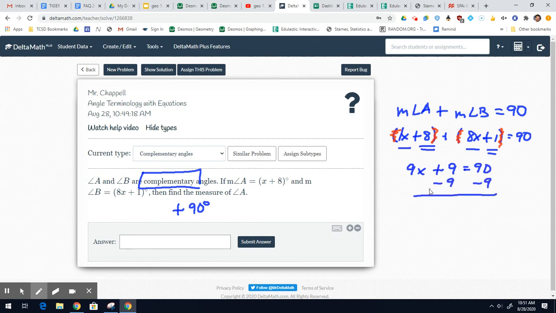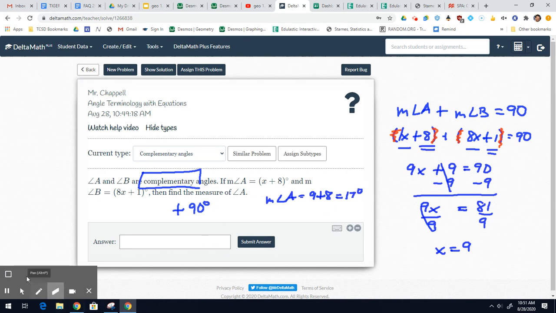Again, this is just solving a basic two-step equation. The 9x comes down, these 9's cancel, equals 90 minus 9 is 81, and then I'll divide by 9. 9's cancel, x all by itself, and x is 9. So now, to find the measure of angle A, I'm simply going to take the value of x, which is 9, and plug it in. So the measure of angle A equals 9 plus 8. And that's 17 degrees. And there's your answer for the measure of angle A.